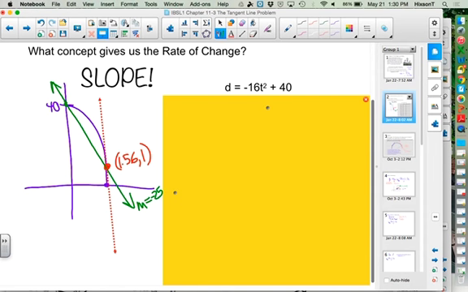What could I do with this point? Instead of using this point, what if I used this point instead? Is its slope going to be a better or a worse approximation of our speed? It's going to be better.